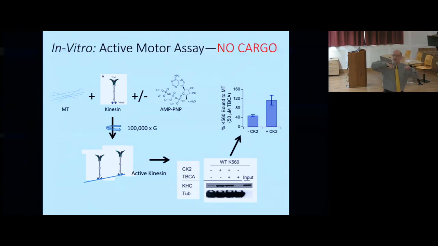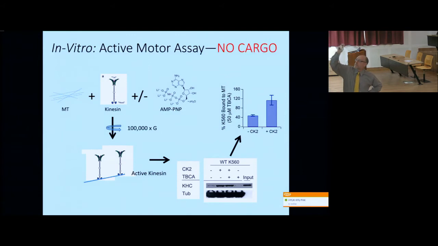okay, so it turns out one of the sort of surprising things about this is that the kinase activity of the CK2 is irrelevant, which took us years to figure out. So TBCA is a specific CK2 inhibitor, blocks kinase activity. Basically, the presence of CK2 and TBCA has exactly the same effect as CK2 without TBCA. So the presence of CK2 is important, but the kinase activity is not.